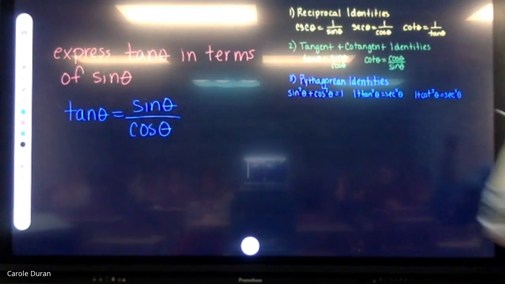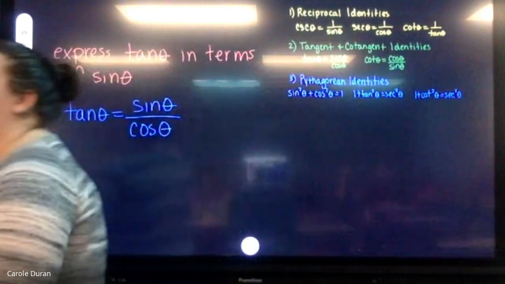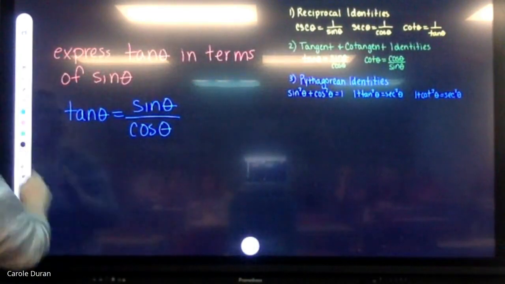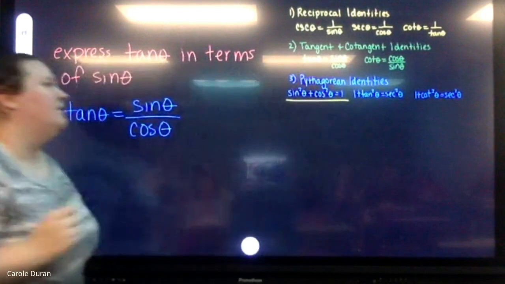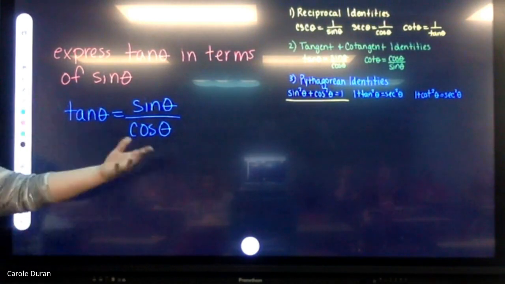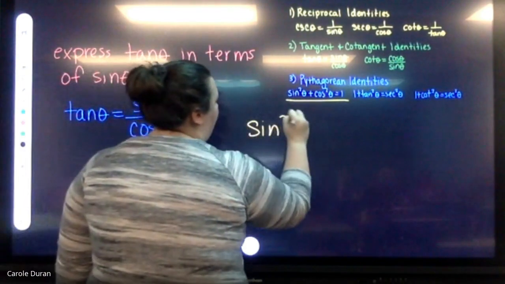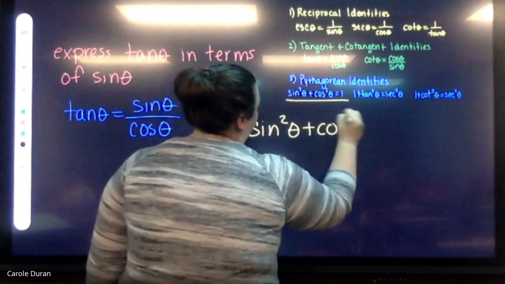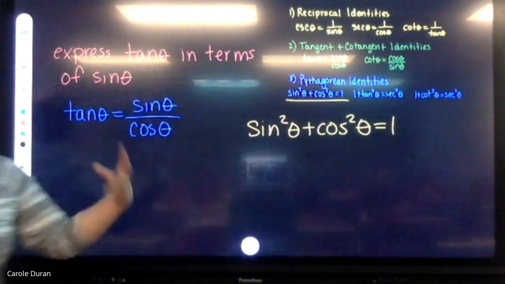Say it louder and with confidence. Sine squared plus cosine squared equals 1. I have my Pythagorean identity that says that cosine squared plus sine squared equals 1. So I can take that equation and manipulate it so that cosine is equal to something that has a sine in it. I'm going to take that identity and manipulate it so cosine equals something with sine in it.